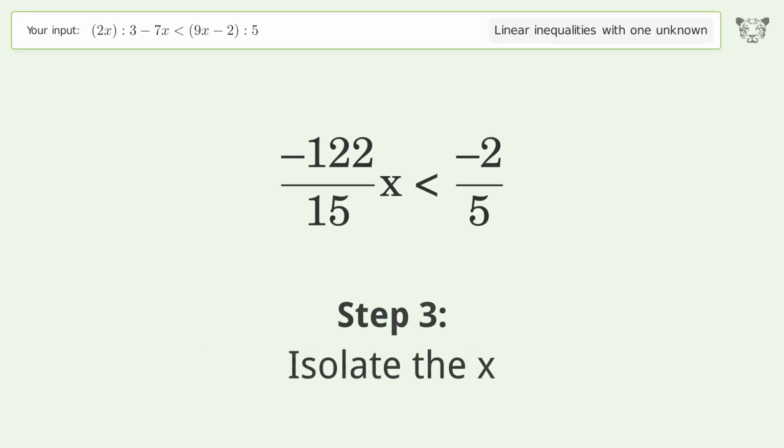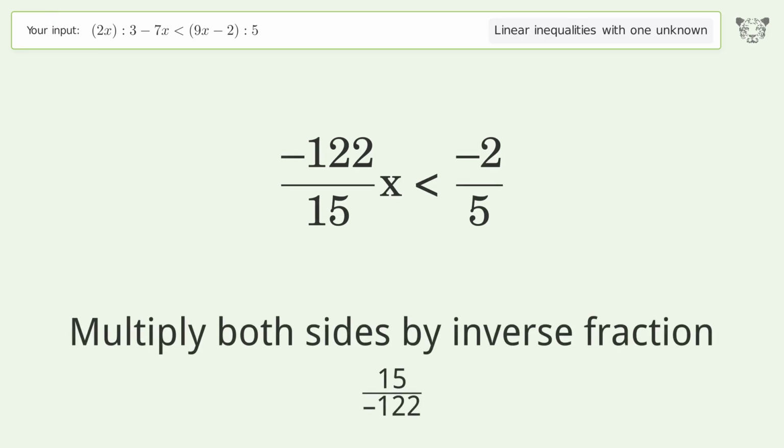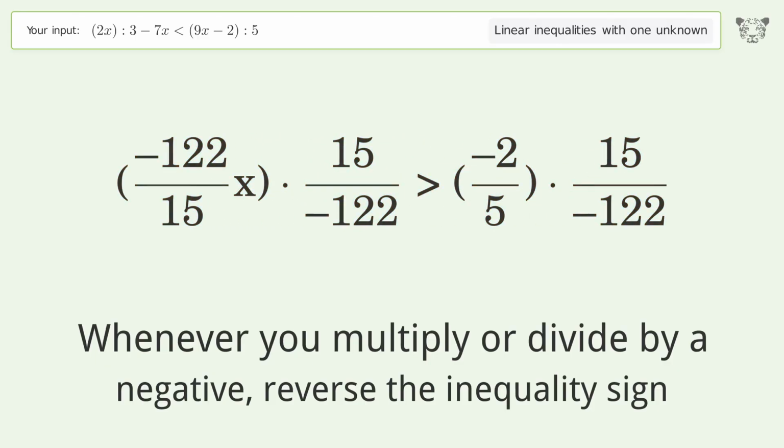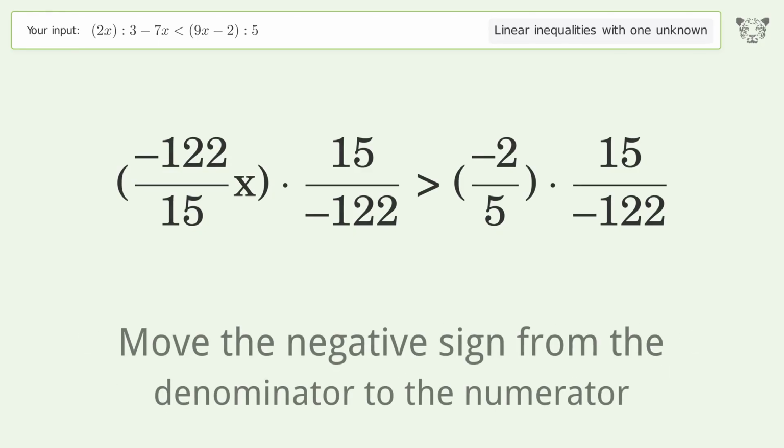Isolate the x. Multiply both sides by the inverse fraction, 15/-122. Whenever you multiply or divide by a negative, reverse the inequality sign. Move the negative sign from the denominator to the numerator.